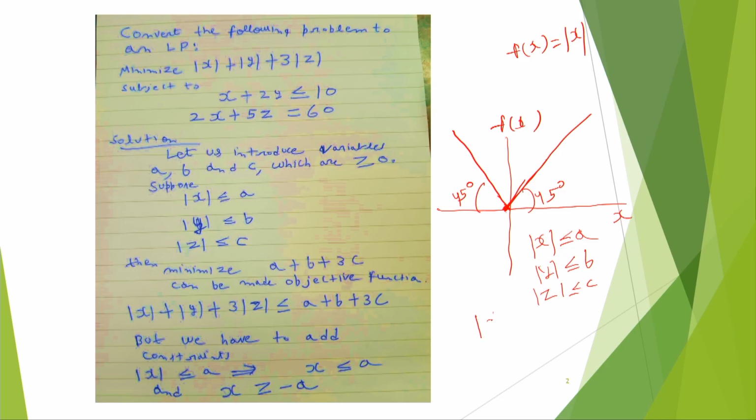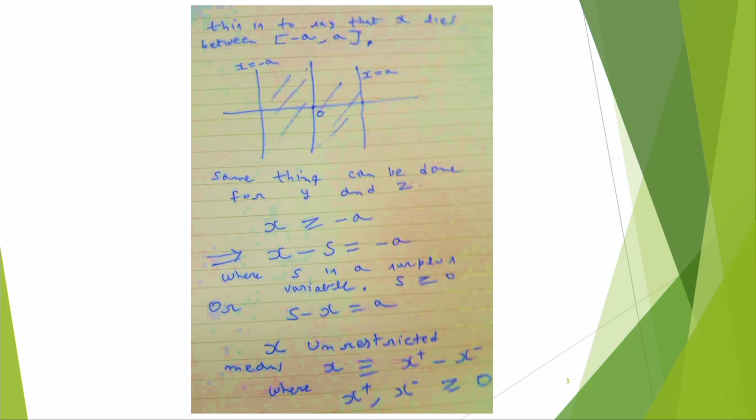What happens is, because the condition is that mod x should be smaller or equal to a, it implies that x is smaller or equal to a and x is also greater or equal to minus a. That means it lies between minus a and a. Same thing you have to do for y. So this constraint is also linear. I have just added linear constraints, and now the objective function is also linear.